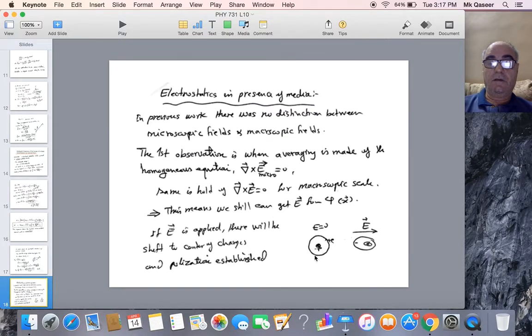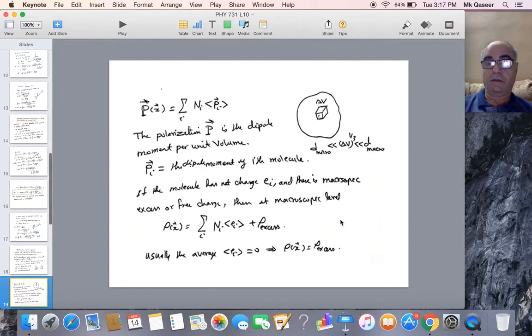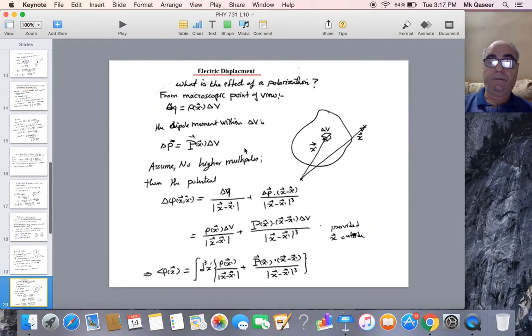This figure shows that when there is no electric field, the positive charge is at the center, and the electron cloud is around the center. When you apply a field, there is a shift in the center. We get what's called a polarization. Now, this is another schematic diagram of how to get a polarization. We define P, the polarization, as the dipole moment per unit volume, so it's dP by dV.